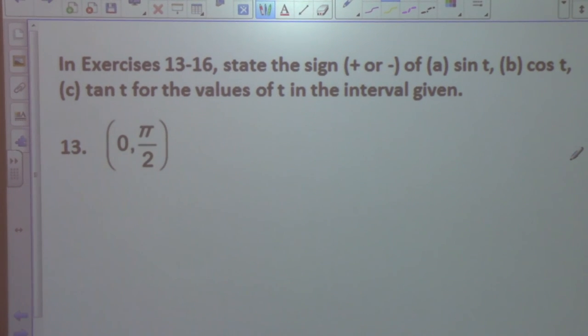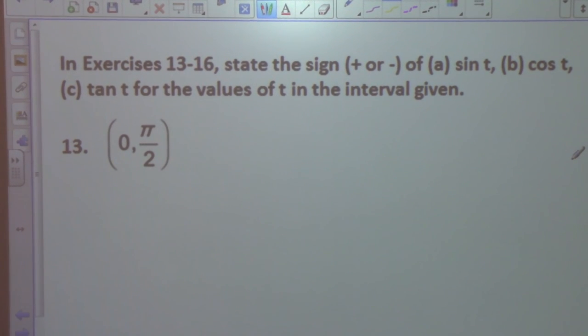Good morning, everybody. Good morning, ladies and gentlemen. Good afternoon. Good morning, pre-calculus and calculus. Morning, California.